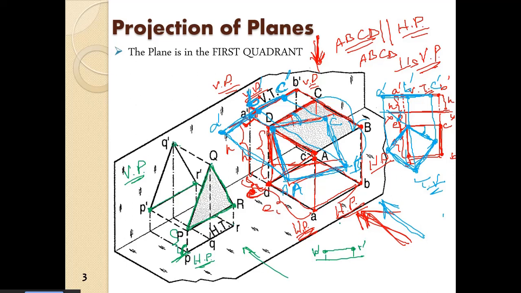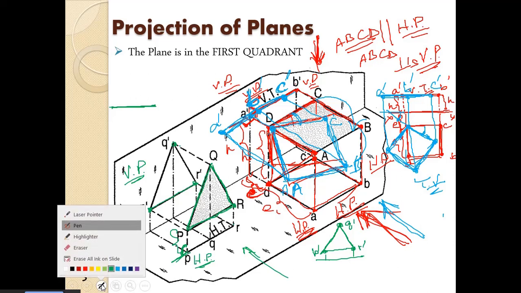So this is the plane, and we will have Q dash. I hope you know how to draw an equilateral triangle. Basically, you draw one side first.